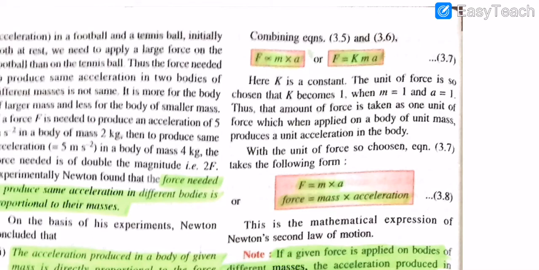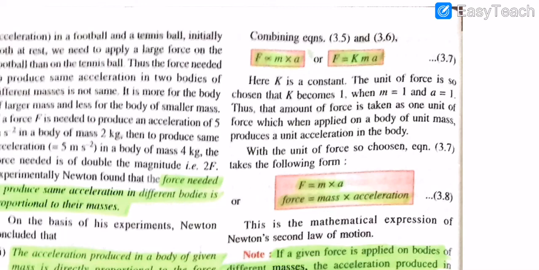Here k is a constant. The unit of force is so chosen that k becomes 1 when m equals 1 and a equals 1. Thus the amount of force is taken as 1 unit. Combining all of this, force equals mass into acceleration, and this is the mathematical expression of Newton's second law of motion.